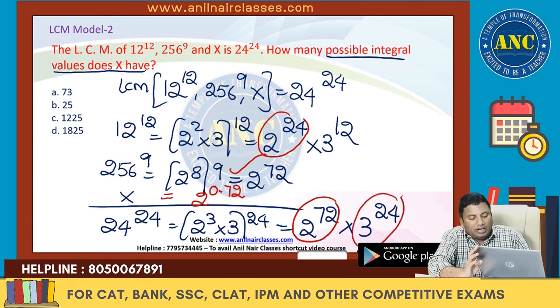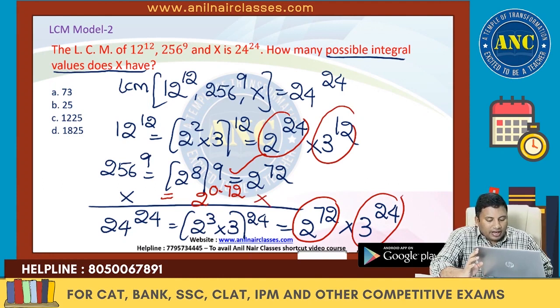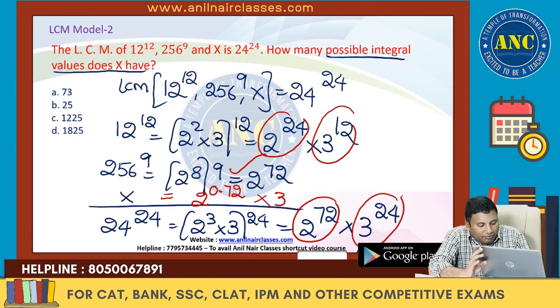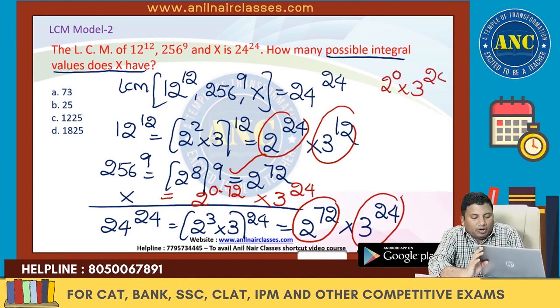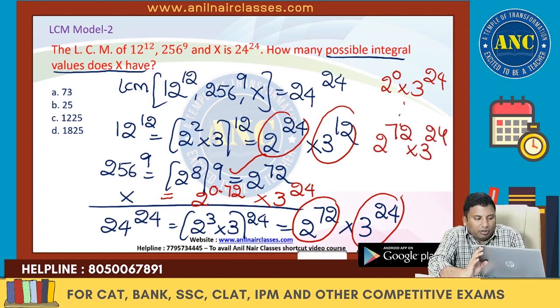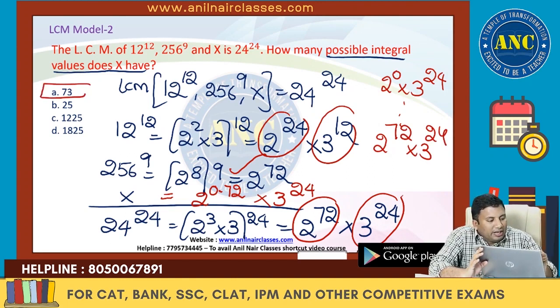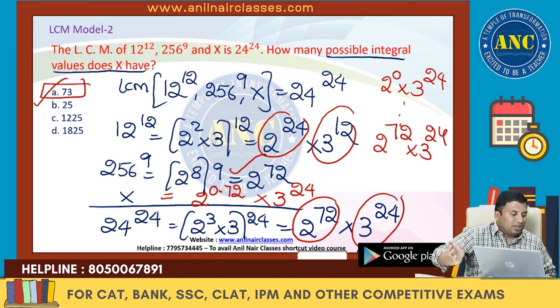3 power 24 is not present in the first. In the second, it is not present. In the third, definitely it should be present. So 2 power 0 into 3 power 24 till 2 power 72 into 3 power 24. 0 to 72 is 73 values.